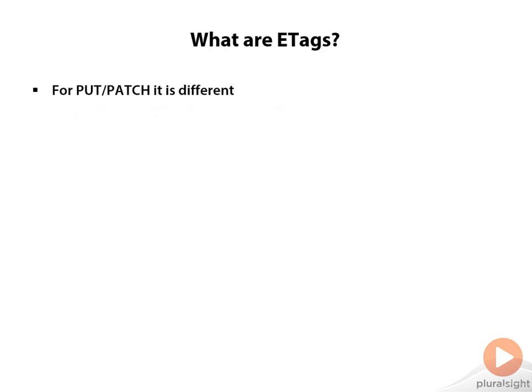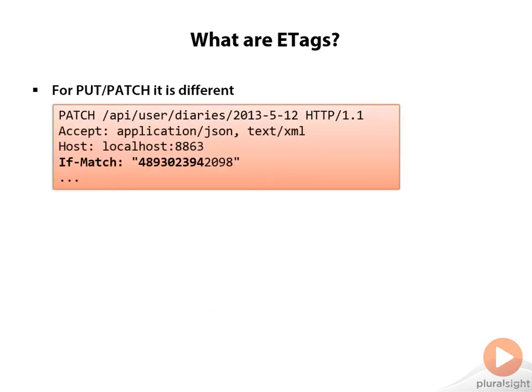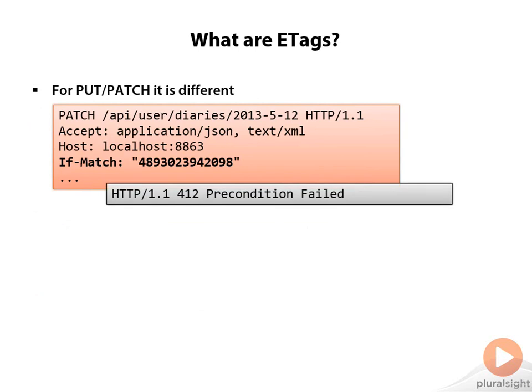For PUT and PATCH, this is different. Whereas with the GET and DELETE, we were using If-None-Match, here we're going to use If-Match. So we're going to say, make this modification only if the ETag matches this If-Match clause. And if the If-Match fails, it's going to return a 412, or precondition failed. This is just the semantic of how ETags work. So let's show you how to implement this in Web API.